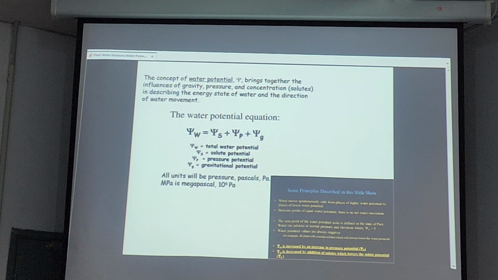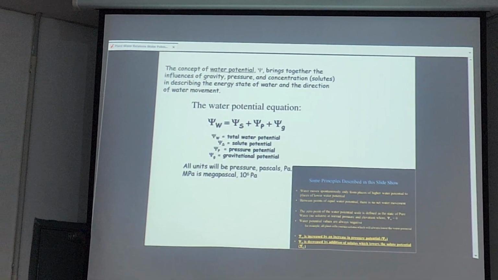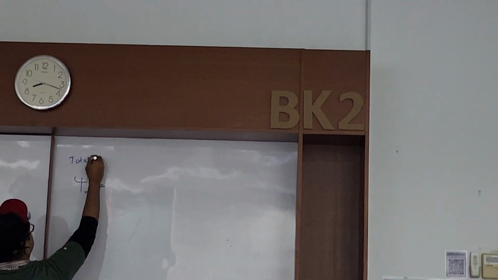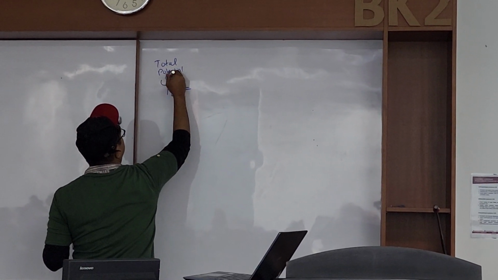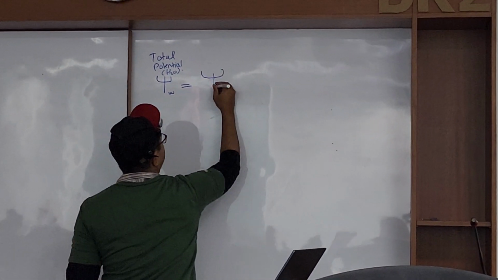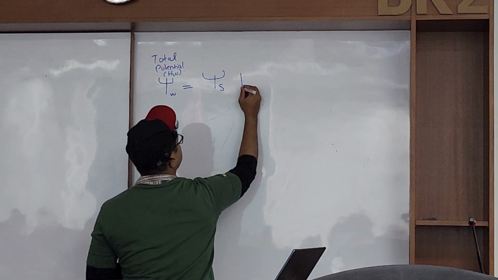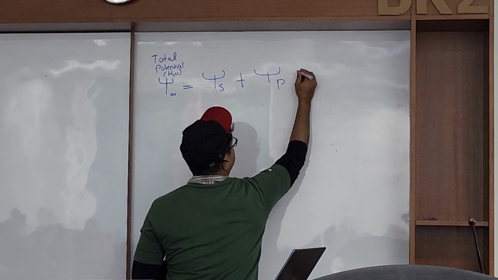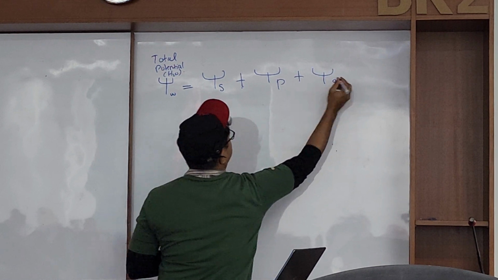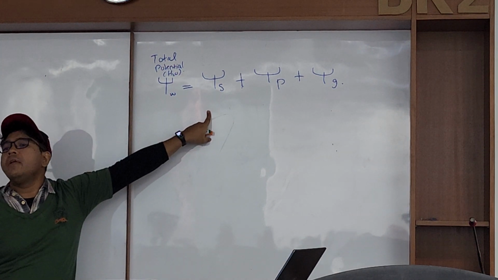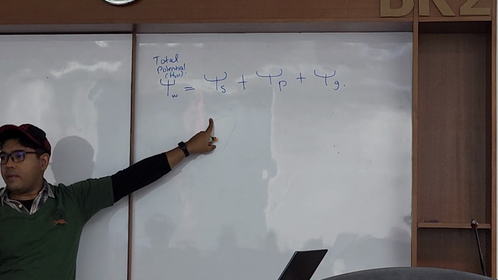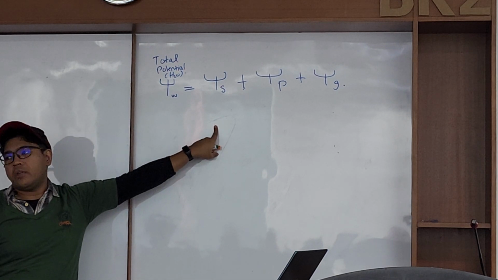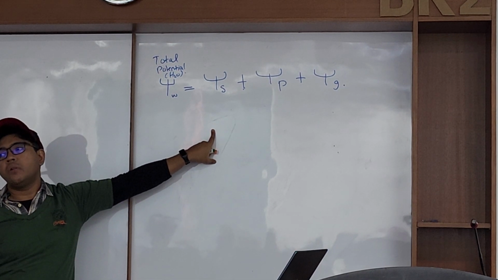So water potential, sometimes written with the symbol Ψ, means that the total potential of water equals the sum of many components contributing to it. You have the solute potential, the pressure potential, and also the gravitational potential. Solute means whatever can dissolve in water. Sometimes it doesn't have to dissolve, it just has to be present in there, and it disturbs the water potential. By disturbing, I mean making the water potential more negative.